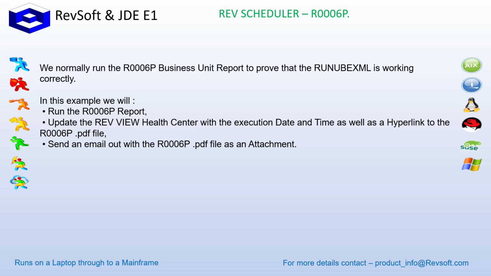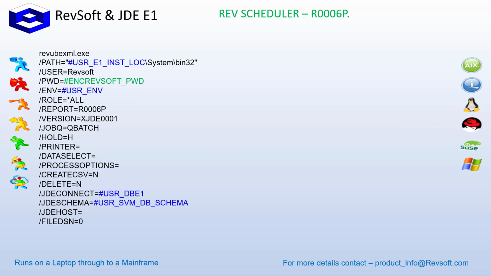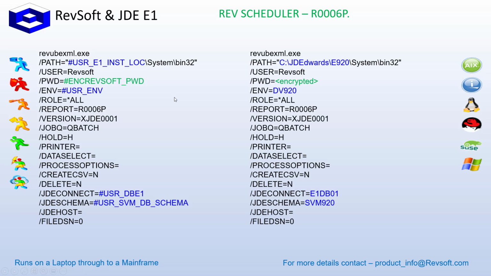So before we go to the ERP1 Lab server, let's just check out the REV VUBEXML command in its raw form. This is what it will look like. The blue ones are user variables. Green variables are encrypted variables. Again, these are exposed, these are not. So in its raw form, it would look like this. In its executed form, it would look like this. Okay, let's go to the server.